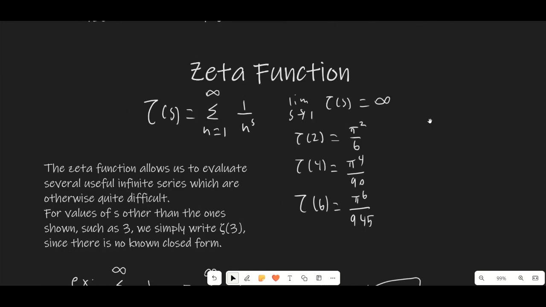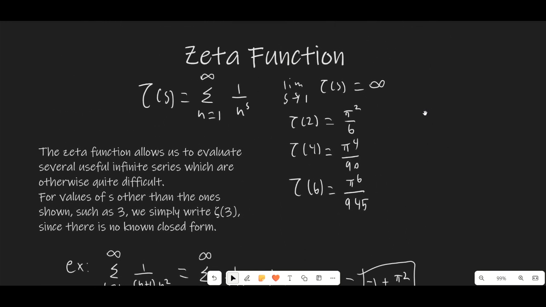Now let's talk about the zeta function. The zeta function is kind of an interesting function. We're not too concerned about the properties of the function. We're mostly just going to use it to represent values of our summations. So zeta of s equals the sum from n equals 1 to infinity of 1 over n to the s.